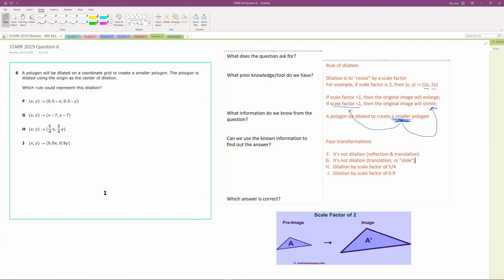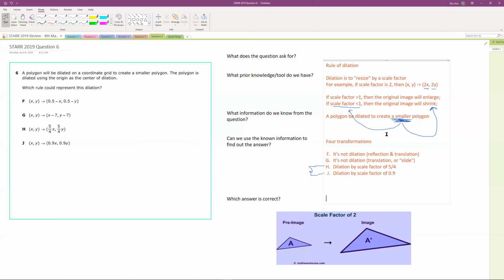Now option H, x and y become 5/4 times x and 5/4 times y. So this is a dilation. x and y both are multiplied by the same scale factor of 5 divided by 4. And option J, x and y become 0.9x and 0.9y. So this is a dilation by the scale factor of 0.9. So this H and this J, these two are dilations.